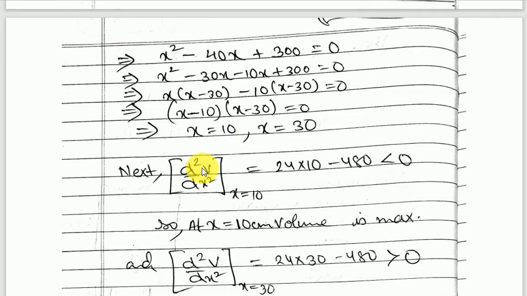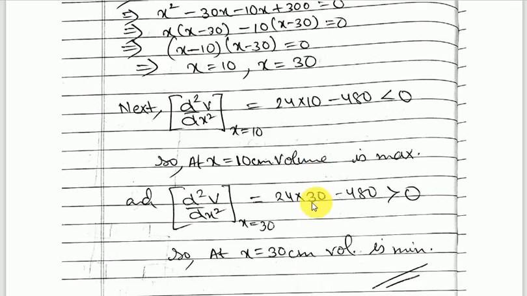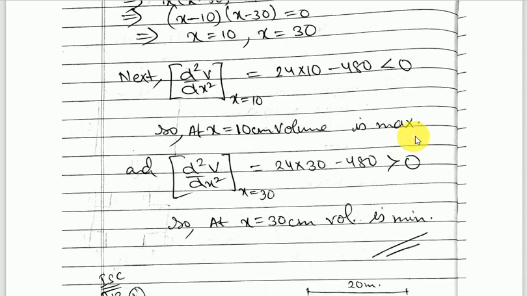Now we'll find the second derivative for x equal to 10 first. Here I can see for x equal to 10, the second derivative is less than 0. That means for x equal to 10, this volume will be maximum. So if you cut a square from each corner whose side is 10 centimeter, then the volume of the resulting box will be maximum. So at x equal to 10 centimeter, volume is maximum.